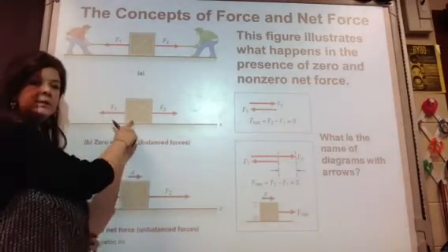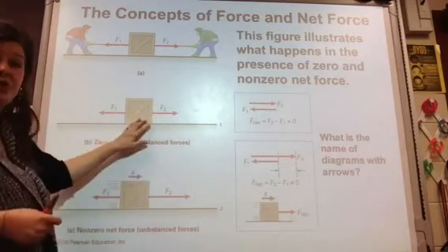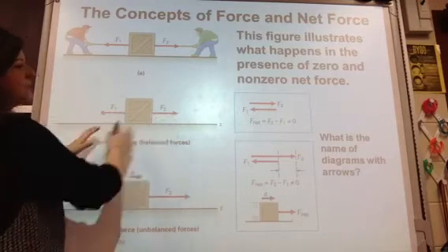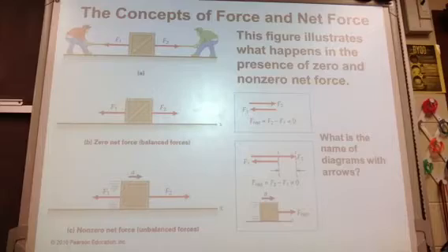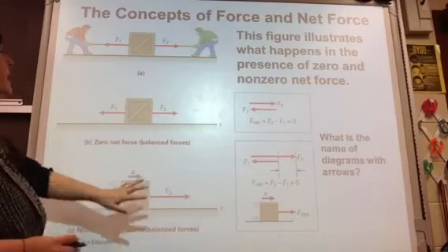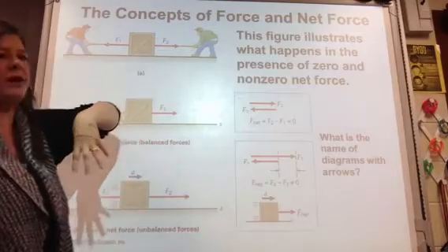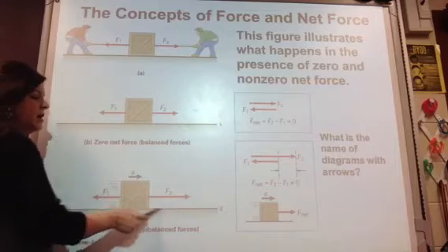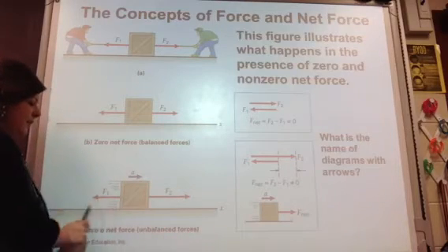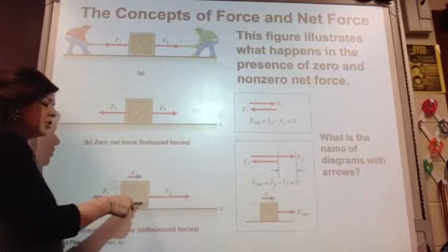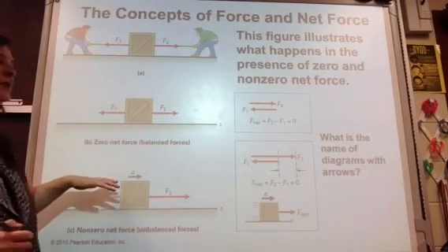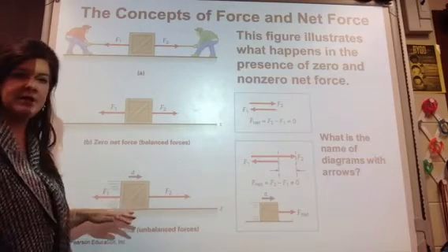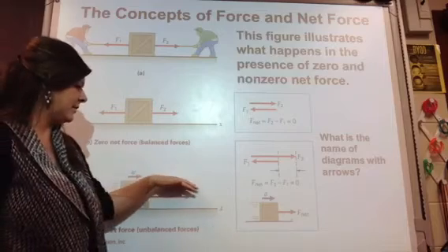So this crate, this box, will remain motionless. It's just going to sit there. It's not going to move. It won't have an acceleration since the forces are equal in magnitude but opposite in direction. Now let's say that this guy starts to pull with a stronger, larger force than this guy over here. So I can see that F2 would have a larger magnitude than F1 does. And if F2 has that larger magnitude, then I'm going to get some type of acceleration. That acceleration is going to be in the direction of the force that has the larger magnitude. So I can see it would be accelerating this way.